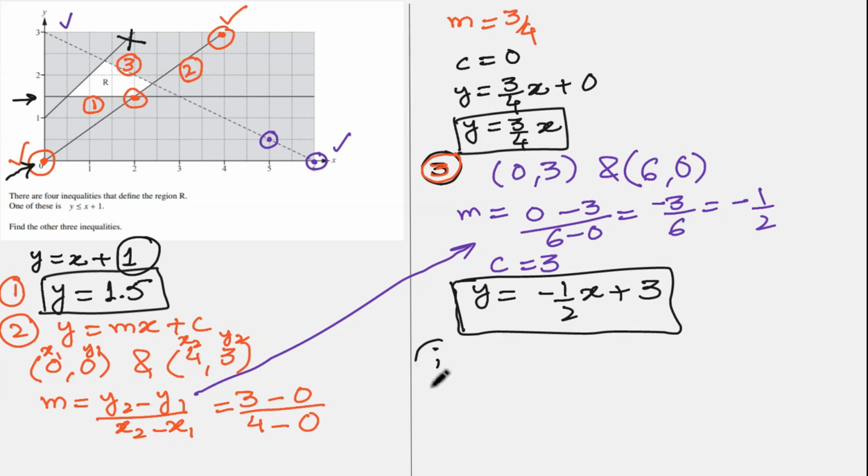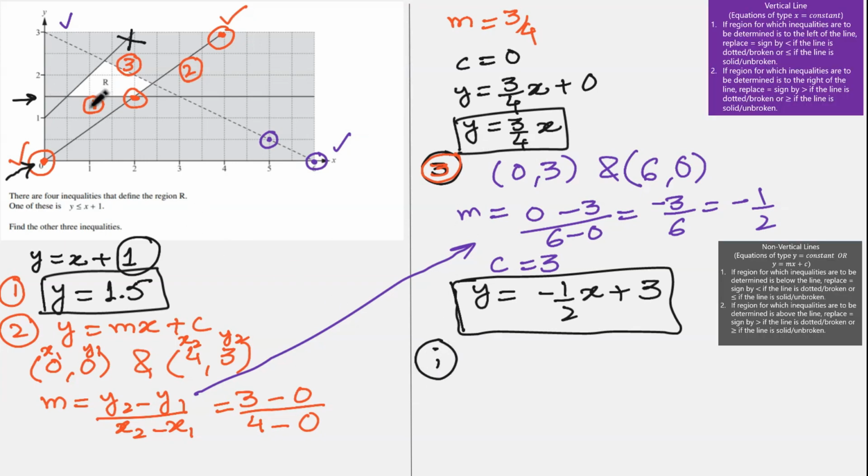Let's find the inequality. For the first line, look at the horizontal line. Your region R lies above this line, so your inequality will be y is greater than, and your line is unbroken, so greater than or equal to 1.5. This is your first inequality.